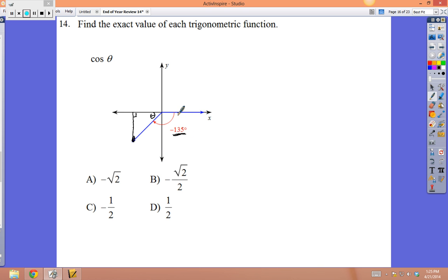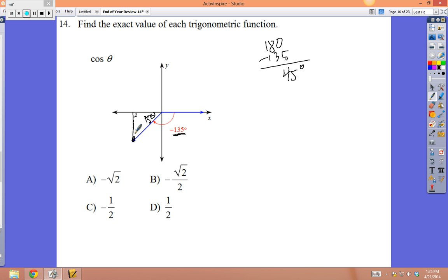So if they started here and rotated a negative 135, to find out this, if they would have gone all the way, I know that's 180. So I'm going to take 180 minus the 135. And that tells me that what they have left to go is 45 degrees. So this angle is a 45 degree angle.